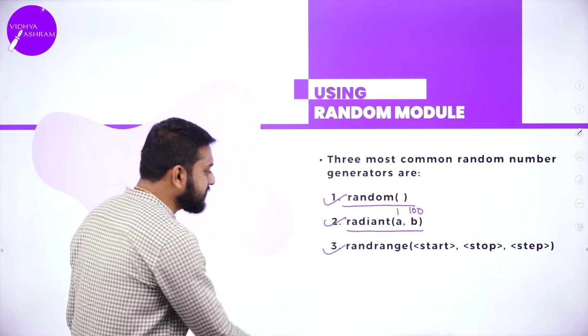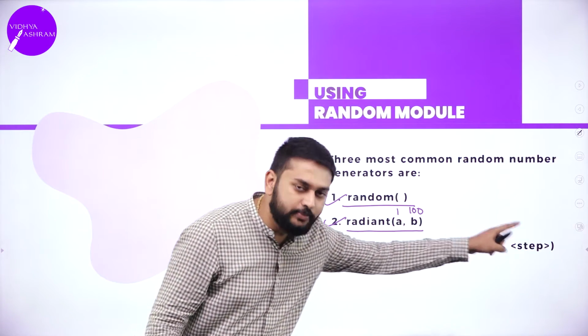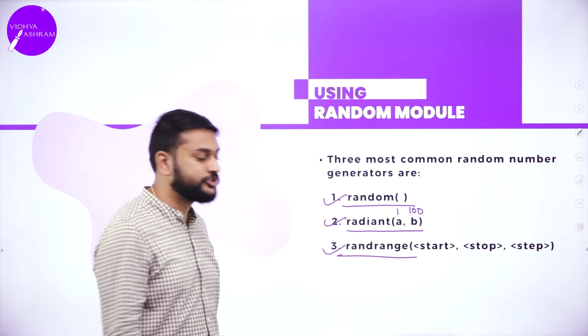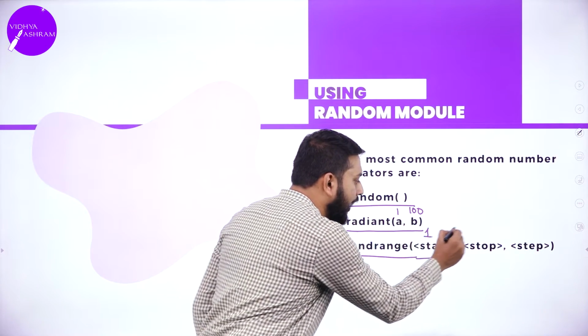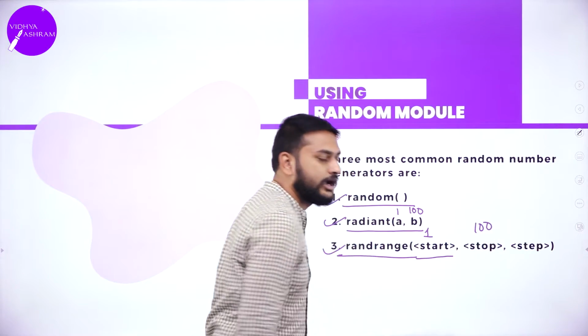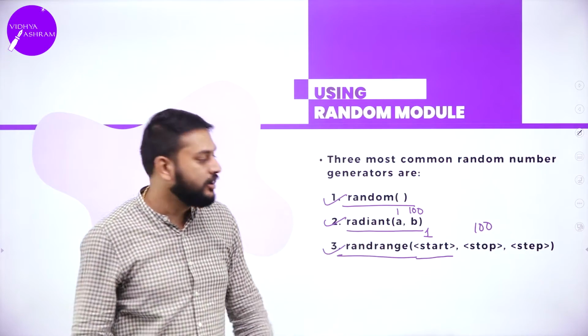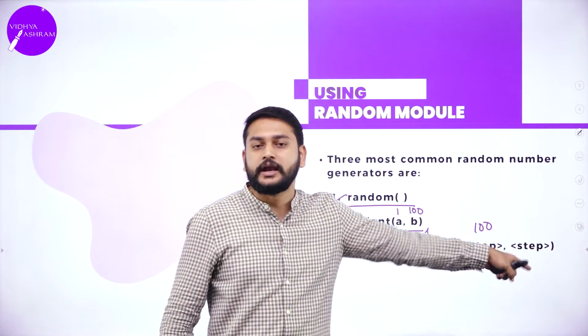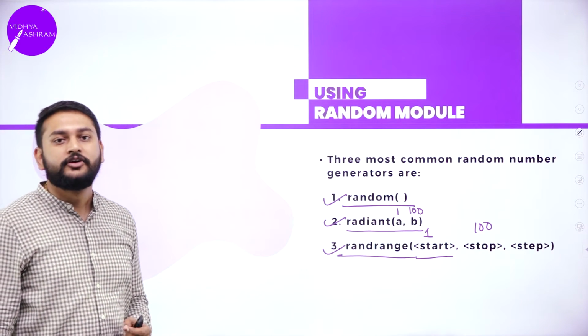But please understand, I have something called randrange. It has three parameters. What is the use of these three parameters? I can give the start value, that is 1, and I can give the stop value, that is 100. Step, in the sense of what should be the difference from one number to another number, is what you can specify here. That is the meaning of step. This is the beauty of the random module.